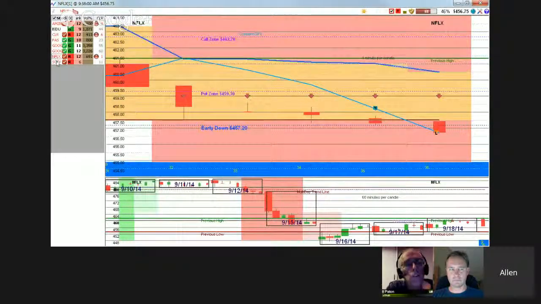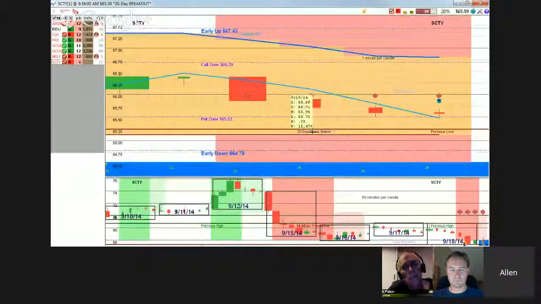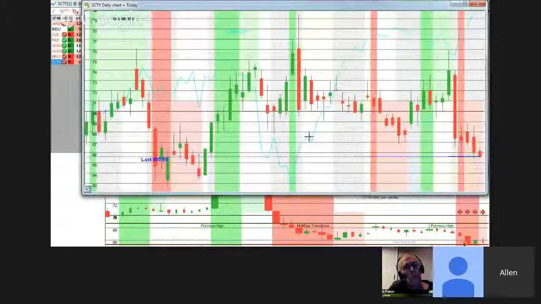That line is a 20-day break below. So in other words, if it breaks below it, it's been 20 days since it's been that low. Yeah. And sometimes that becomes a support line. Sometimes it breaks below it, becomes a resistance line, or vice versa. Or if it breaks through, it could go into free fall. And that's why we pay attention, as opposed to if it's a long way away from it.